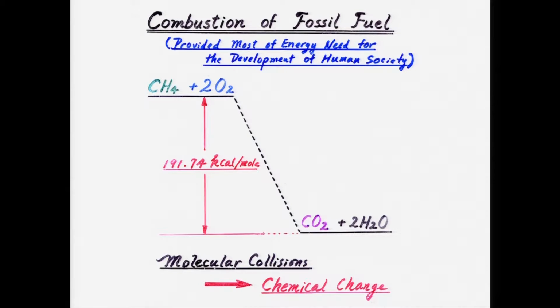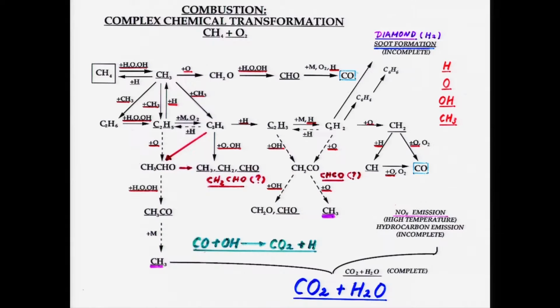As I said, molecular collision induces chemical change, but mixing methane and oxygen, nothing will happen unless you initiate it. So you use a match to initiate the combustion process, then immediately you'll see bond rupture, formation of the diamond, elimination of hydrogen, and step by step form the products, ending up with carbon dioxide and water molecule. So one of the last important questions is carbon monoxide and OH forming CO2 plus H.